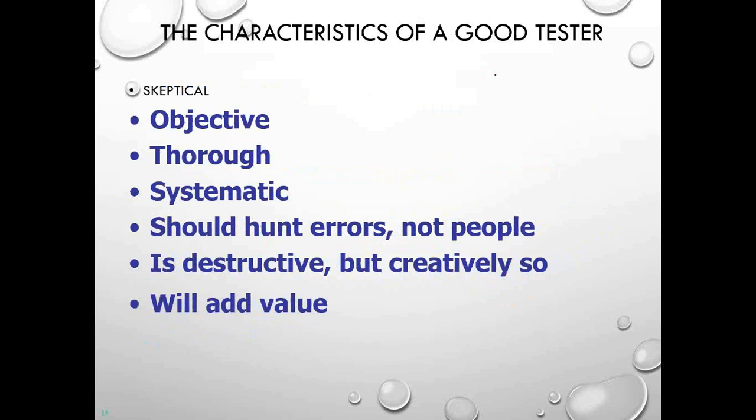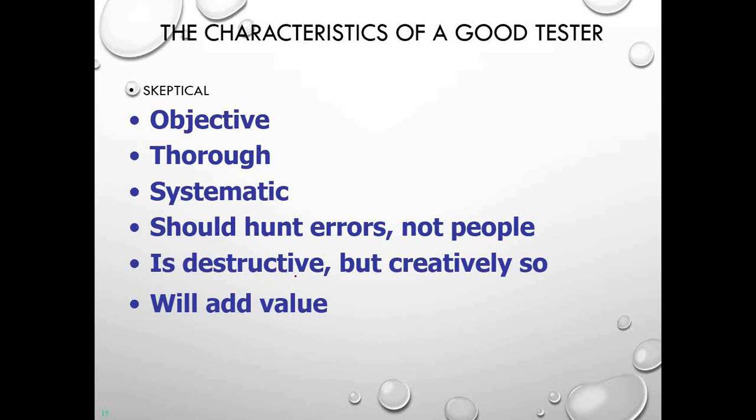So why is it a characteristic of the QA? Because it's not about people, okay? It's all about the person who has developed the application. What application has he developed? You have to find the issues in the developed product, not in the person. Is destructive, but creatively. What does it mean? This is the continuation of this: is destructive but creatively, so will add values.